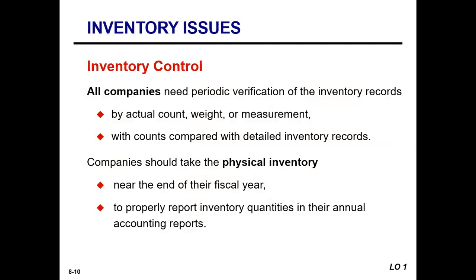So companies have to take a periodic count or physical inventory count, by actual count, by weight or by measurement, depending on, again, the product or the good. And then we want to compare those counts to our inventory records, to what our computer system says that we should have, right?